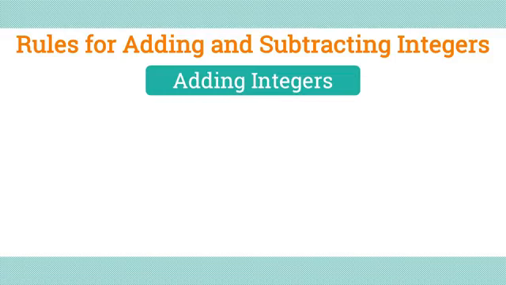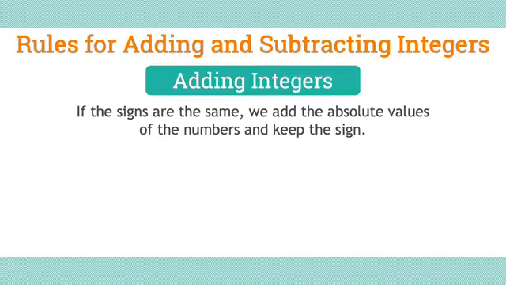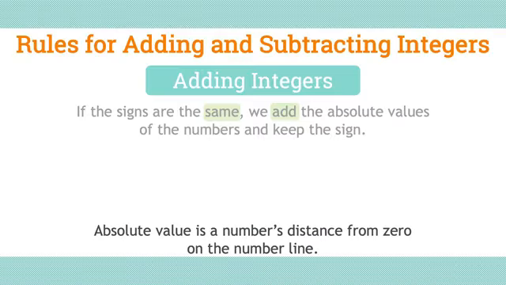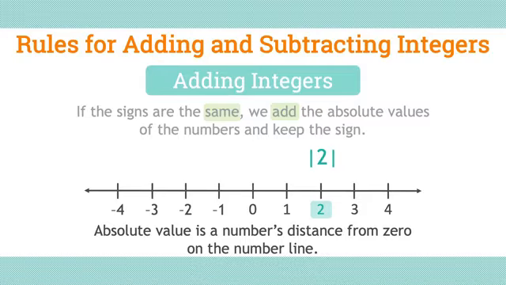When we add integers, it's important to pay attention to the signs of the numbers. If the signs are the same, we add the absolute values of the numbers and keep the sign. Wait a minute, what is absolute value? Absolute value is a number's distance from 0 on the number line. For example, the absolute value of both 2 and -2 is 2, because they are both 2 units from 0 on the number line. The vertical lines around 2 and -2 are the symbols we use to represent absolute value.